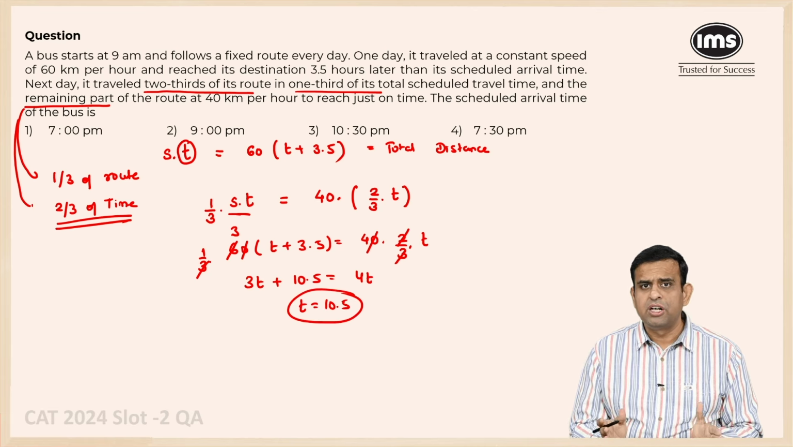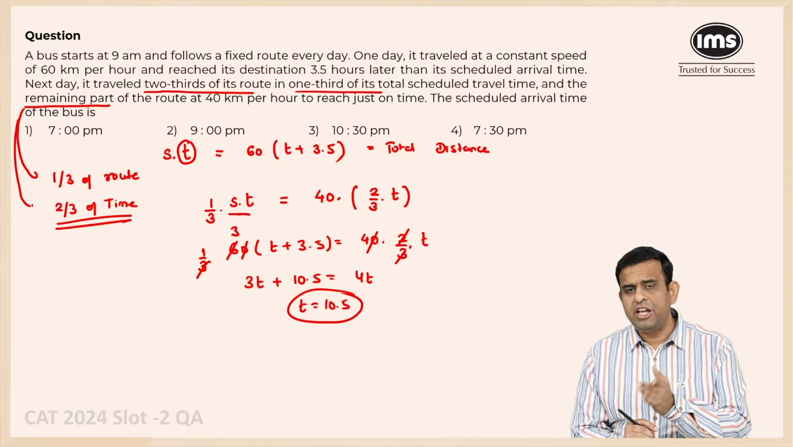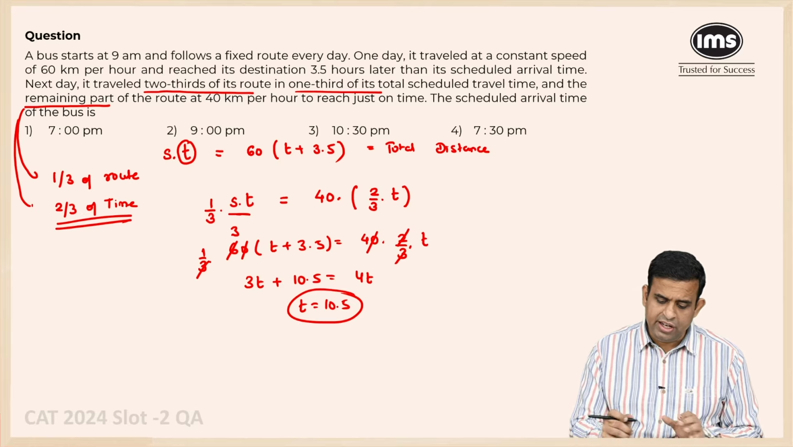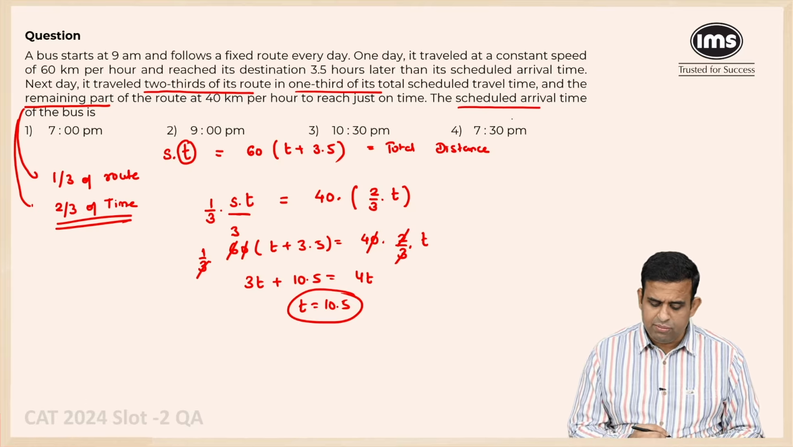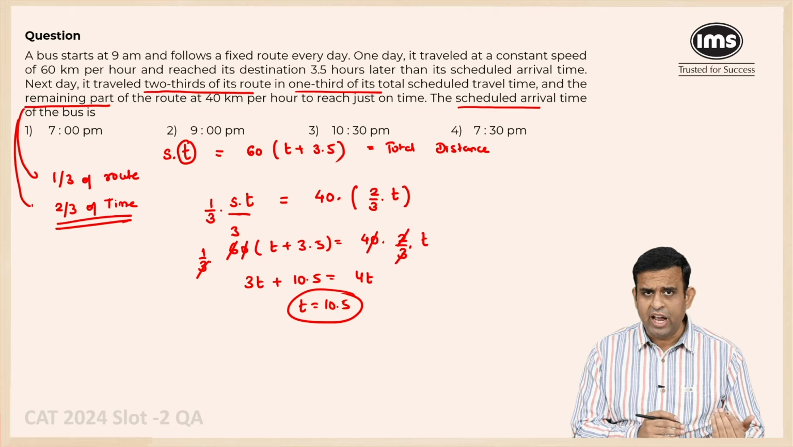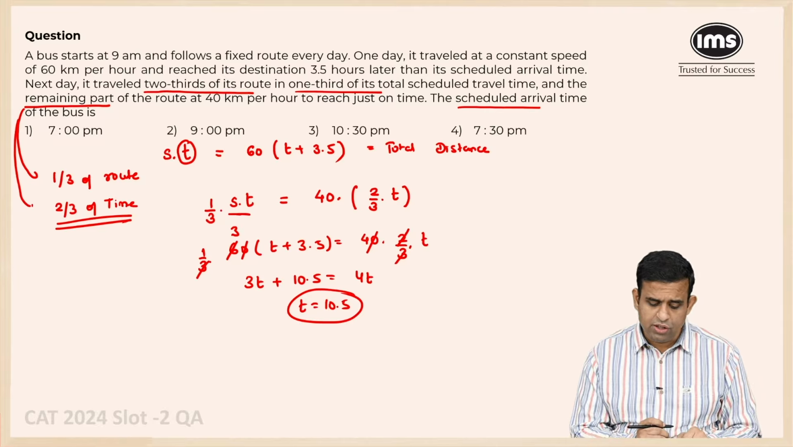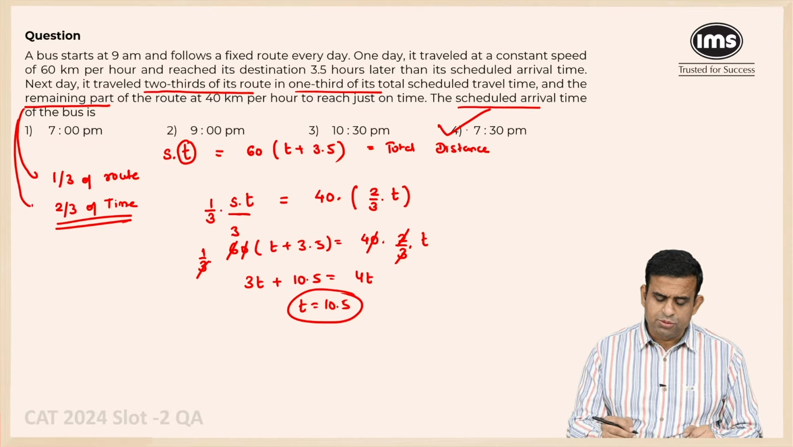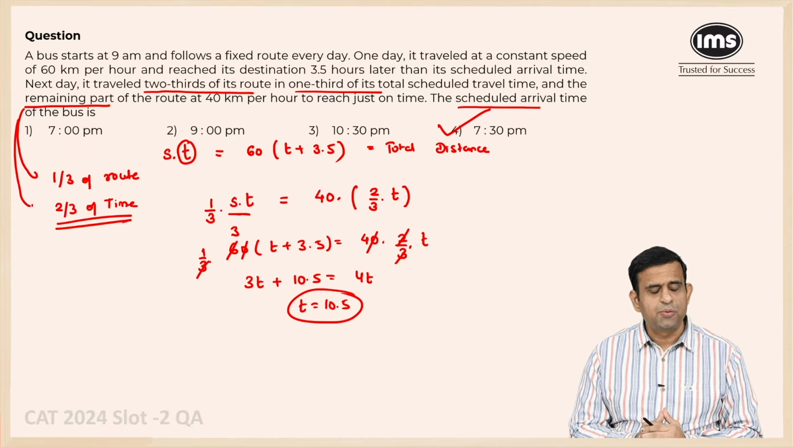So it starts at 9 o'clock, and if it takes 10.5 hours for the entire journey, the scheduled arrival time must be equal to 9 a.m. plus 10.5 hours, which will give you nothing but 7:30 p.m. Hence option number 4 is the answer for this particular question.